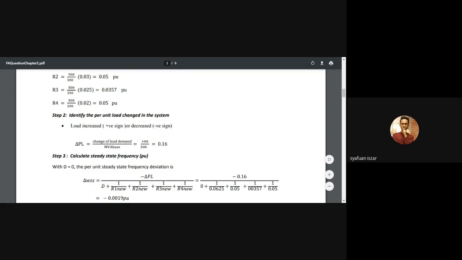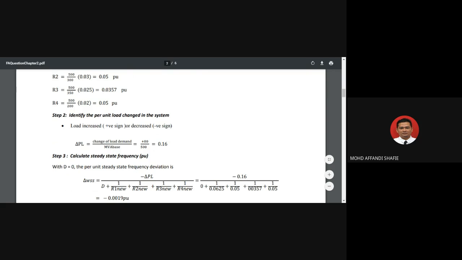Clear? This part? Clear, sir. Clear? Clear. 500 tu soalan lagi kan? 500 tu untuk yang MVA base tu soalan yang minta kan? MVA base diberi lah. MVA rating untuk generator tu. Okay? Alright. Okay ya? Boleh sir, boleh.